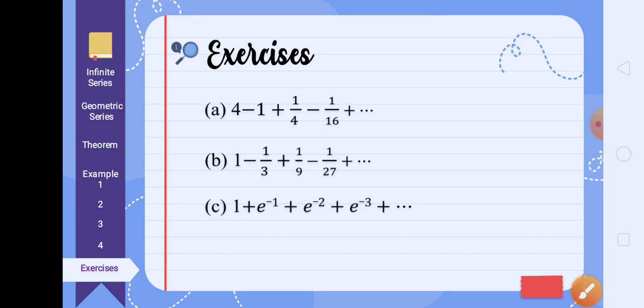And I have here some exercises for you to answer and practice what I've been discussing to you earlier. And that would be all.